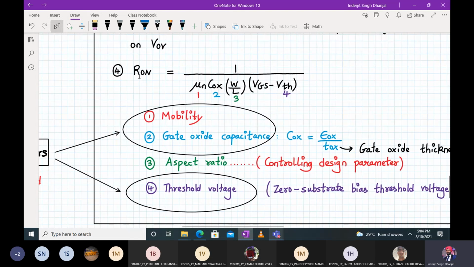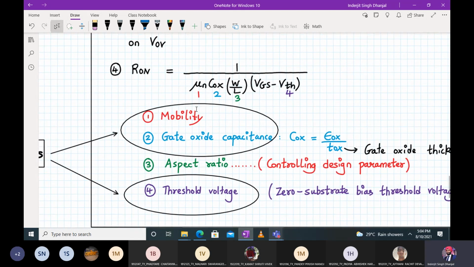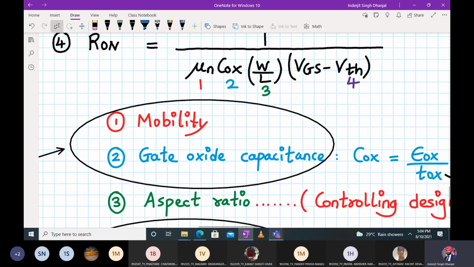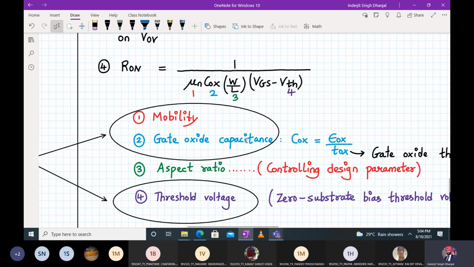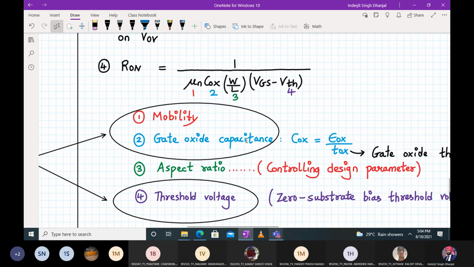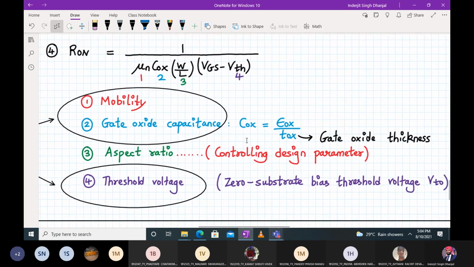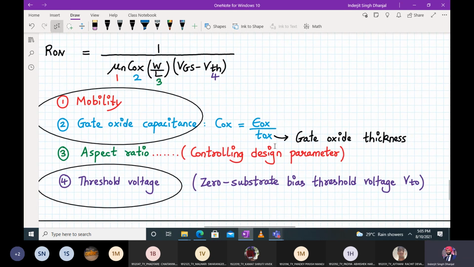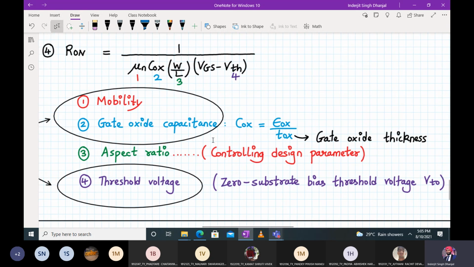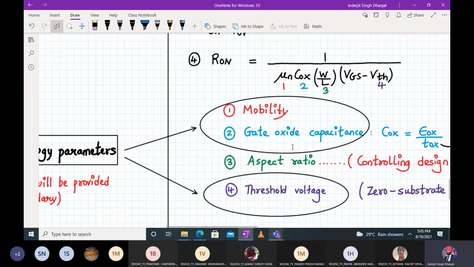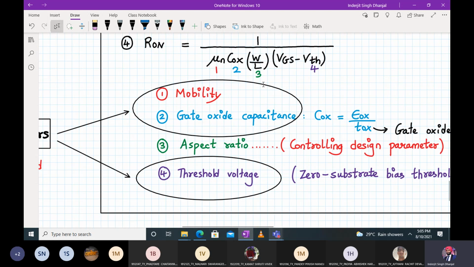So let us see now, R on is given by 1 upon mu n Cox W by L VGS minus VTH. So there are 4 terms over here. First, in red color, is mobility. Second is the gate oxide capacitance. You know from the last semester, in VLSI, Cox is epsilon OX upon TOX, where TOX is the gate oxide thickness, correct? And these are constants actually. Then the third one is the aspect ratio, W by L, and the fourth is the threshold voltage.